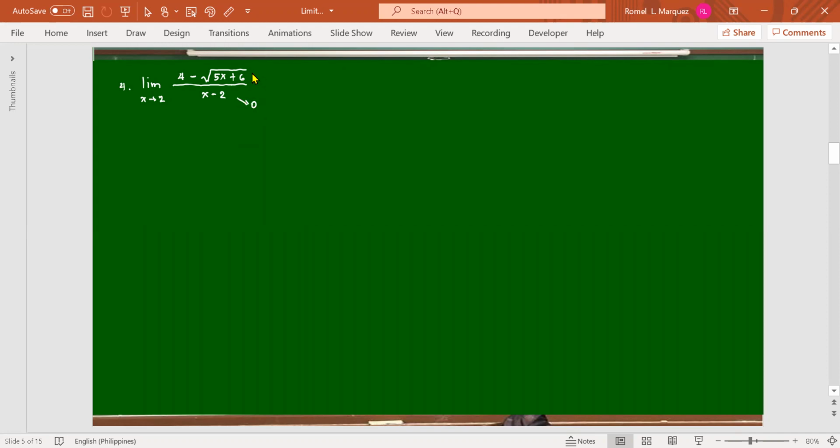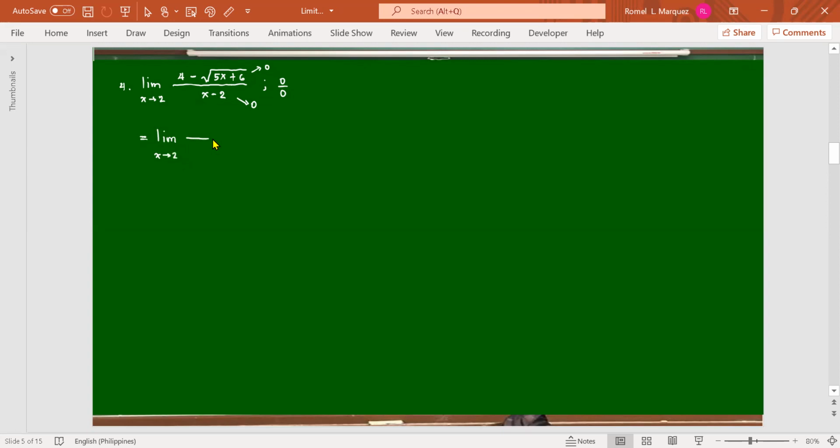So we can proceed. What's the limit of the denominator, guys? 0, okay? What's the limit of the numerator? 5 times 2 is 10, plus 6, 16. Square root 4, 4 minus 4, 0. So it means it has the indeterminate form 0 over 0. The technique, as what we had in our discussion, we're going to multiply this by the conjugate, no? Both the numerator and denominator. Clear, guys? So that's the technique.